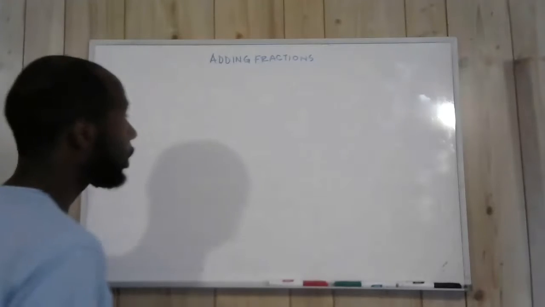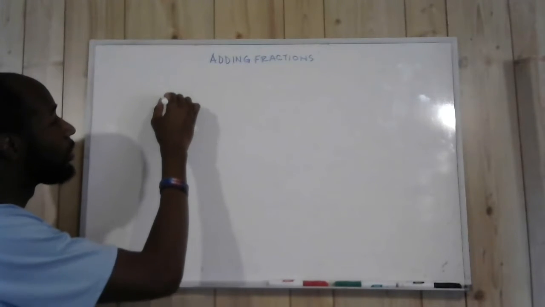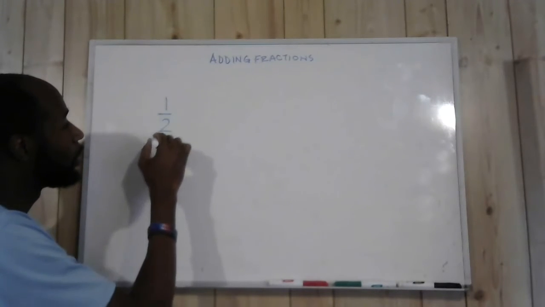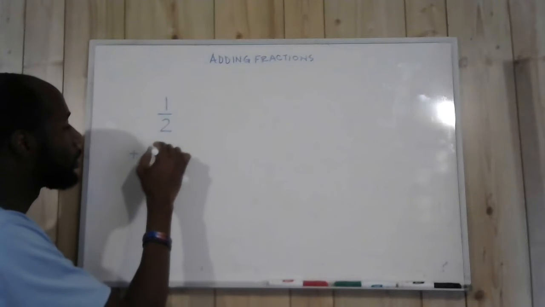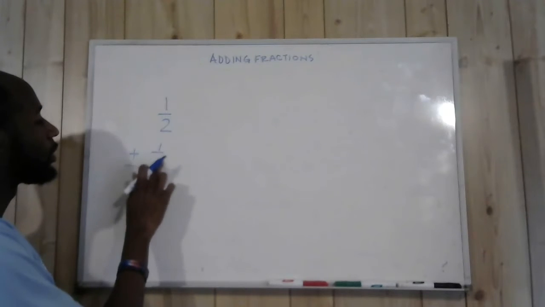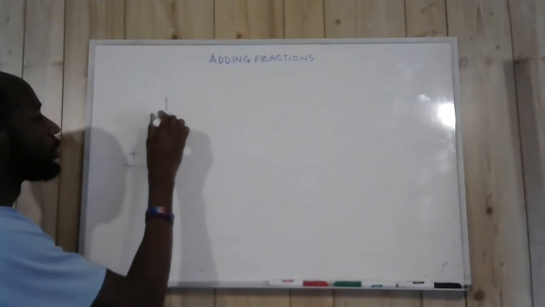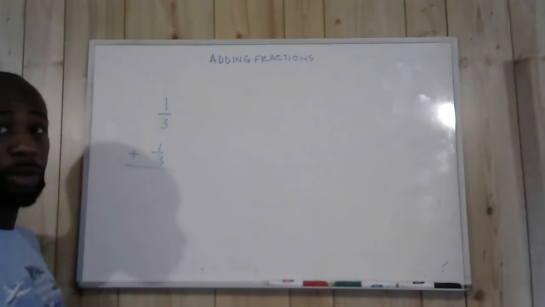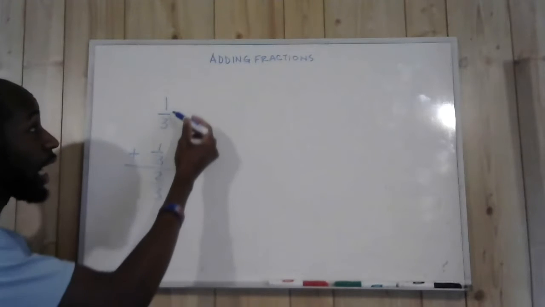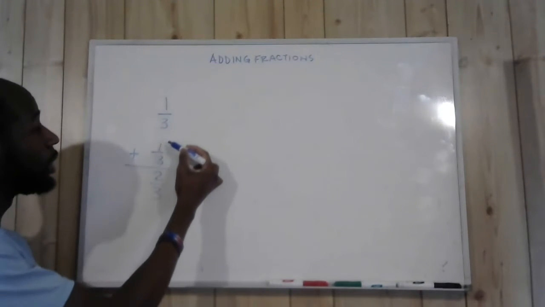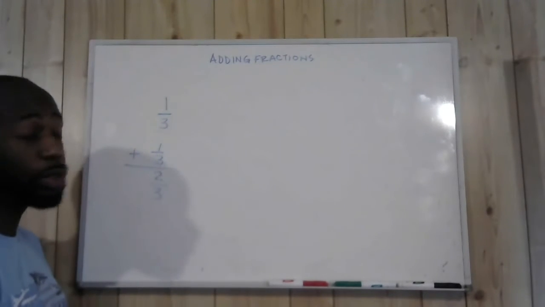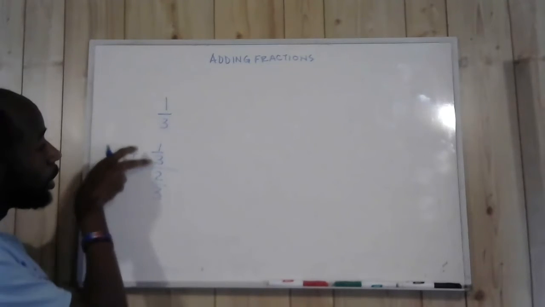So, say for example, you have 1/2 plus 1/2. Wait, let me change that. Let's say you have 1/3 plus 1/3. The answer to that is 2/3. All you do, you add the numerator, which is the top number of the fraction, to the numerator of the other fraction, and you get 2/3. But the only reason you can do that is because the denominators are the same.